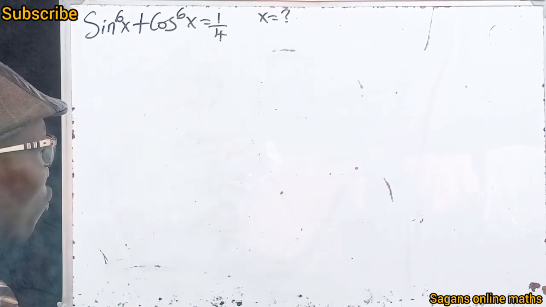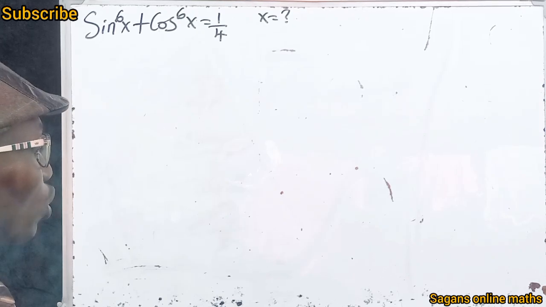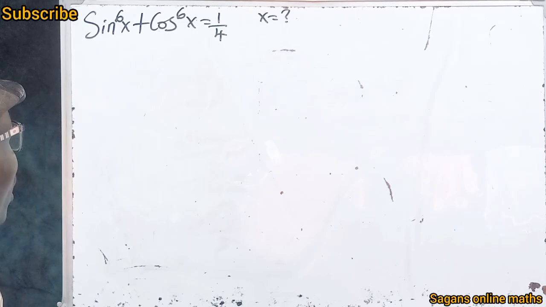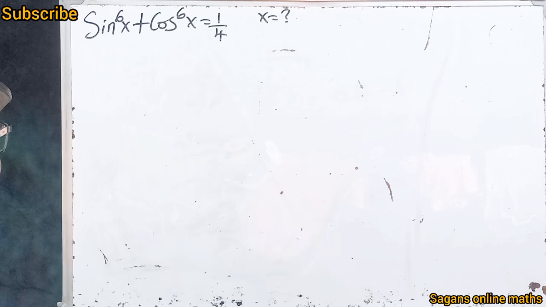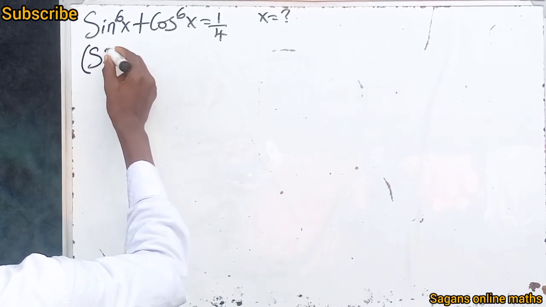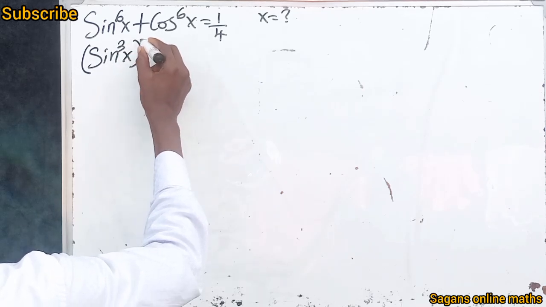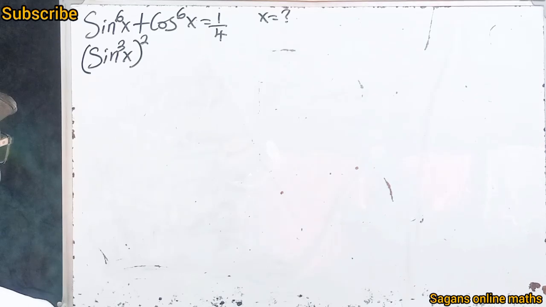This question is very simple if you understand trigonometric identities very well, and also know the Pythagorean theory. Now, look at what we are going to do. Let's apply the law of indices here. We can also write this as sine raised to the power 3x, all raised to the power 2. Remember that 3 times 2 will give us 6. Don't forget, very important.